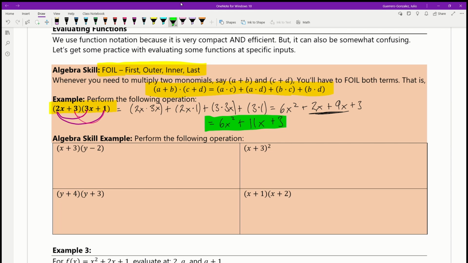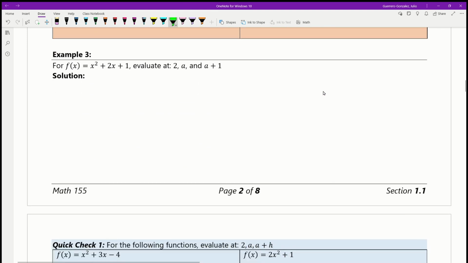Okay? Now, why did I show this to you guys? A lot of times in math, you need to be able to evaluate things using functions. Okay? So that's what I'm going to do right here. I'm going to show you guys how to do the evaluation of something using functions. Okay? So for this example, I have my function. This is my function right here. Okay? And I need to evaluate it at 2, a, and a plus 1.